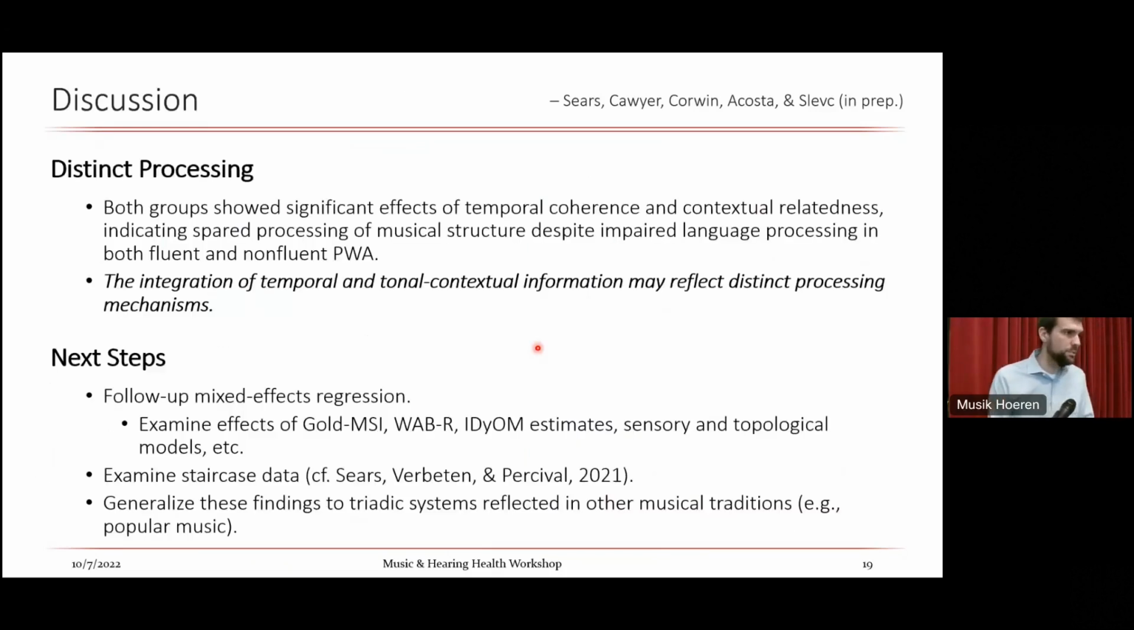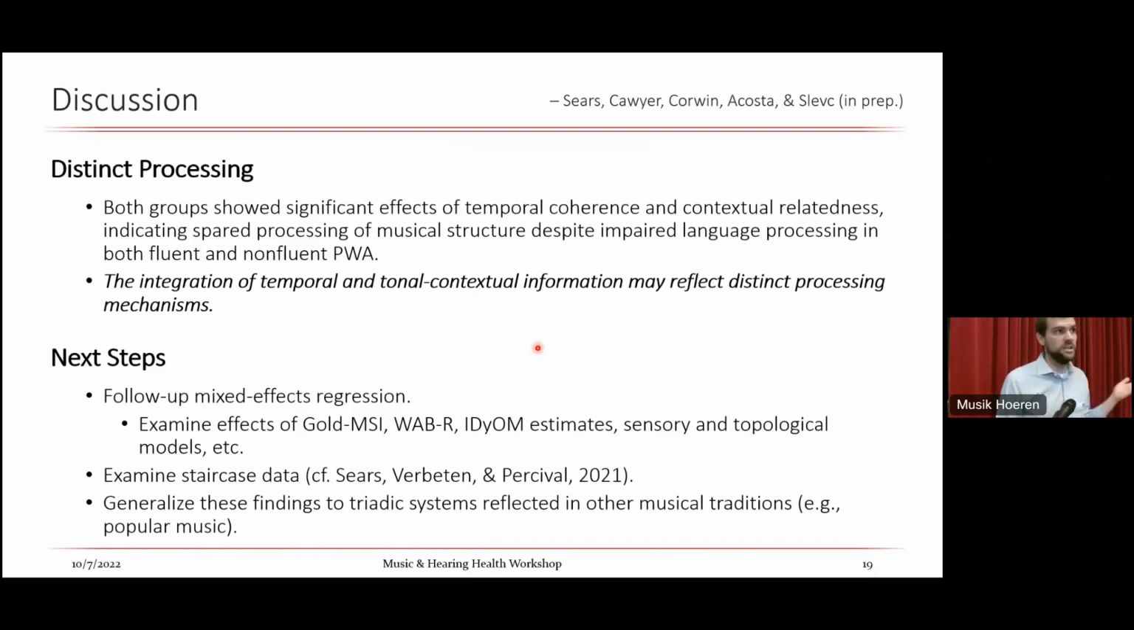So to wrap up, what did we find? Well, I think we found evidence of distinct processing. Both groups showed significant effects of temporal coherence and contextual relatedness, indicating spared processing of musical structure despite impaired language processing in our fluent group and our non-fluent group. Another way of putting this is that the integration of temporal and tonal contextual information may actually reflect distinct processing mechanisms.